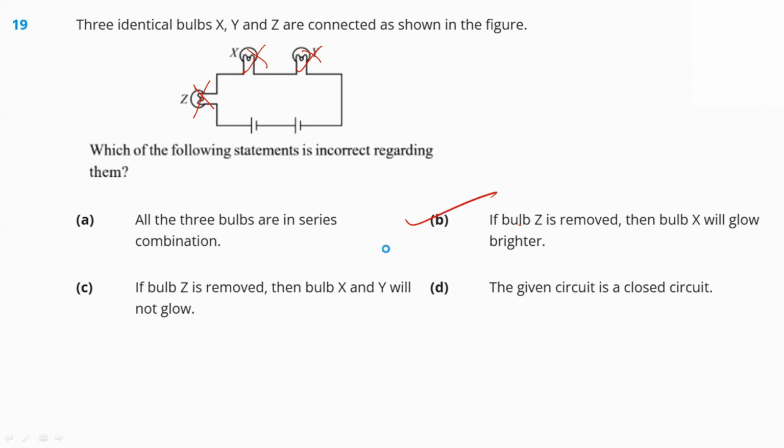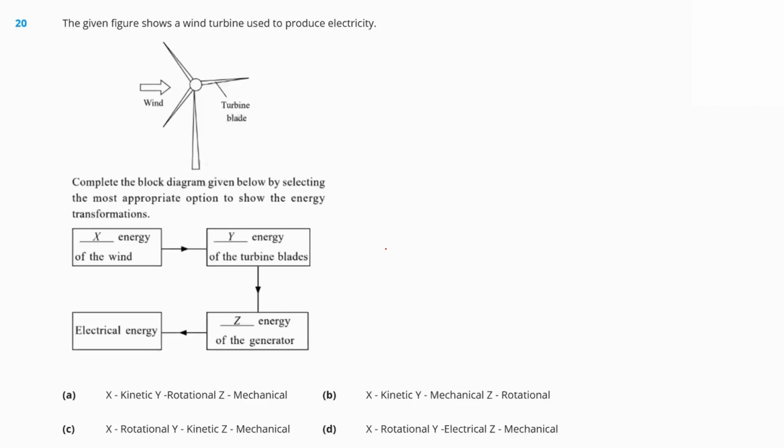Okay, next. The given figure shows a wind turbine used to produce electricity. So wind is blowing from this side and the turbine is moving. Okay, turbine moving. This is a windmill. Okay, that will generate electricity. So complete the block diagram given below by selecting the most appropriate option to show the energy transformations, right? So here, first of all, which energy of the wind? It is the kinetic energy of the wind, which is being utilized over here.